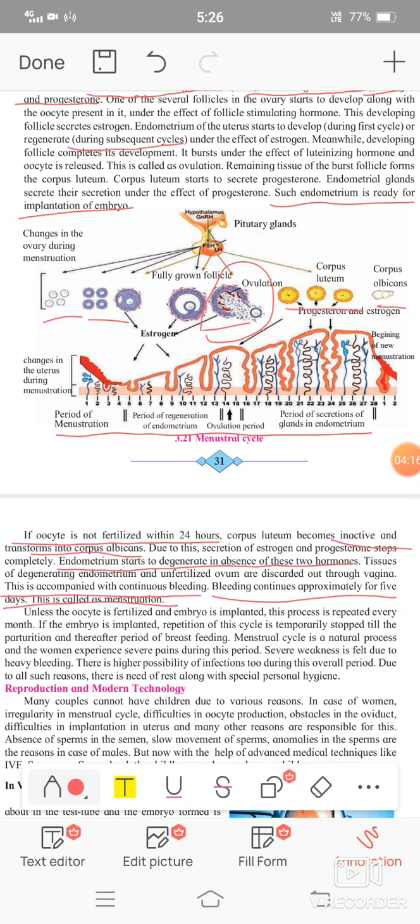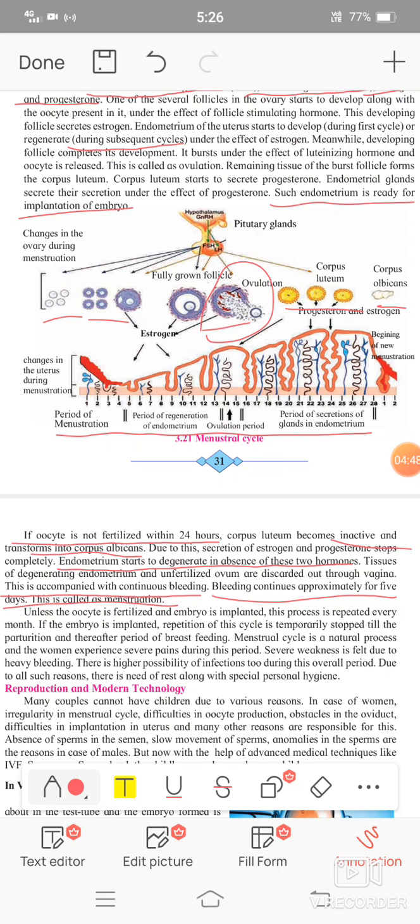If the embryo is implanted, repetition of the cycle is temporarily stopped until delivery, and for a period thereafter, the period of breastfeeding. The menstruation cycle is a natural process, and the woman may experience severe pain during this period. Severe weakness is felt due to heavy bleeding. There is a higher possibility of infections too during this period.